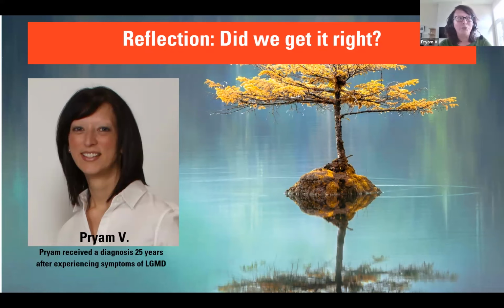So I was born with an atrial septal defect, which is a hole in the heart. When I was 2.5 years old, I had open heart surgery to correct that and never had any problems since then. When I was 4 years old, I was diagnosed with juvenile rheumatoid arthritis in my left knee.